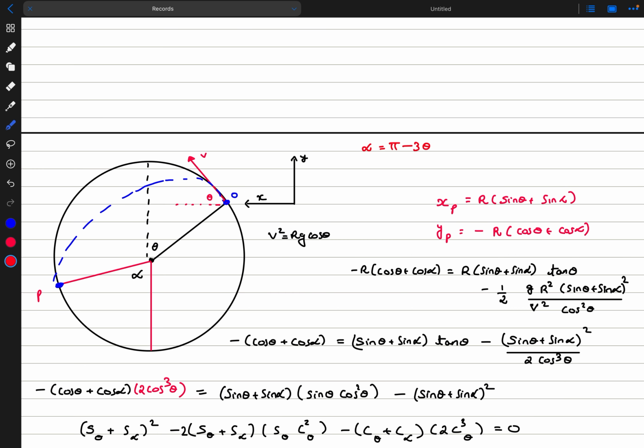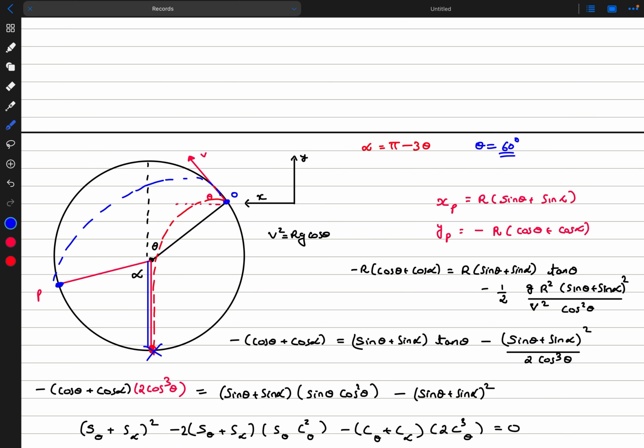Now for the current problem, we know the trajectory looks something like this. In this case, the final coordinate is over here and the alpha value is going to be 0. So if you put alpha 0, you get theta as 60 degrees.